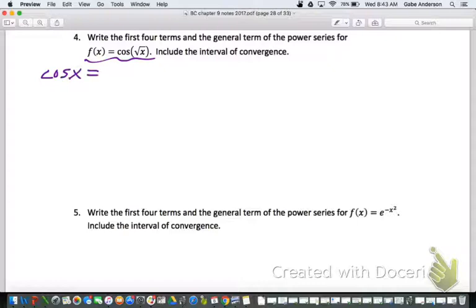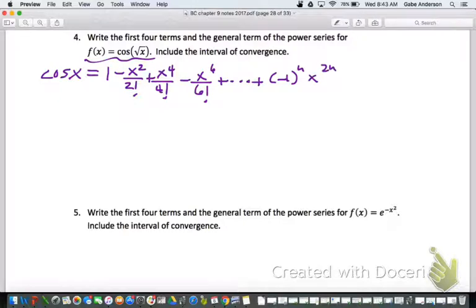Cosine of x is equal to 1 minus x squared over 2 factorial plus x to the 4th over 4 factorial minus x to the 6 over 6 factorial. And then our nth term, of course, is negative 1 to the n, x to the 2n over 2n factorial. But again, hopefully that's something you have memorized, and maybe you can see how this will come into play, because all we're going to do here is recognize that to get cosine of root x, I could just replace the x with root x. So I'll do that.